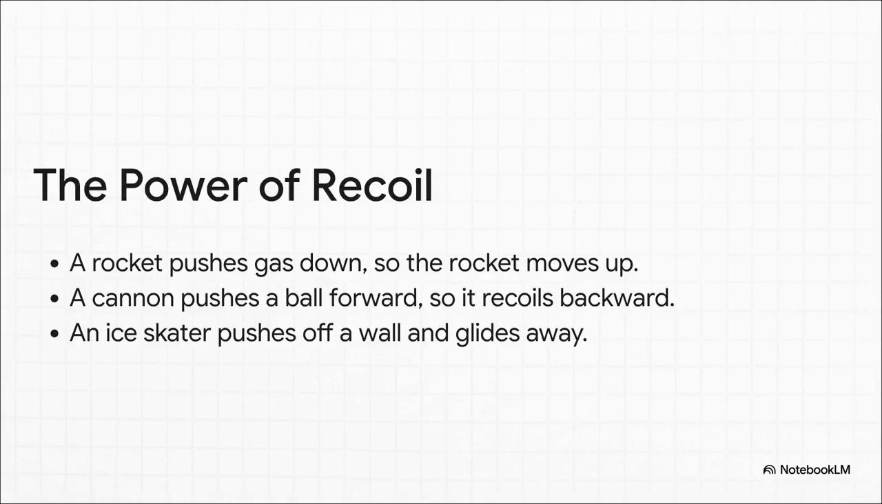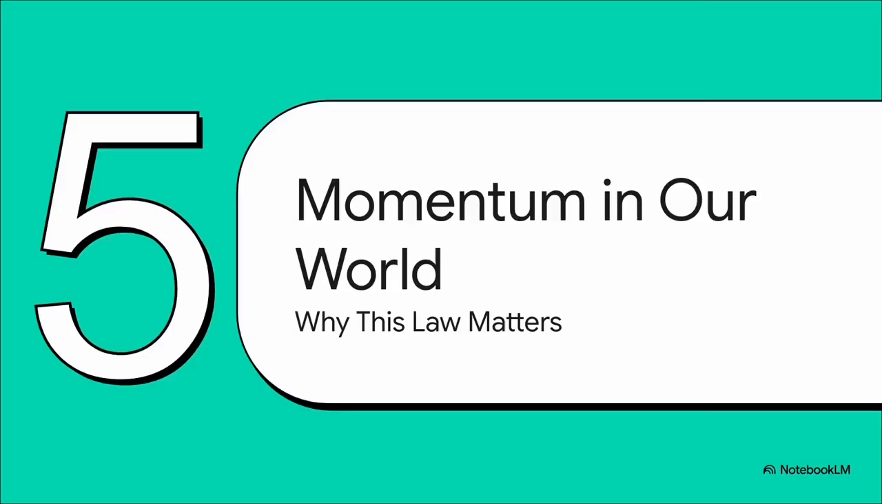And once you start looking for it, you see these action-reaction pairs everywhere. A rocket pushes super hot gas down with a ton of momentum, so the universe demands balance. The rocket must gain an equal amount of momentum upward. A cannon fires a cannonball forward, and the cannon itself gets kicked backward. The universe is just balancing the momentum books.